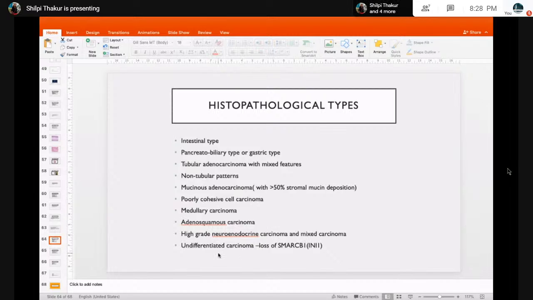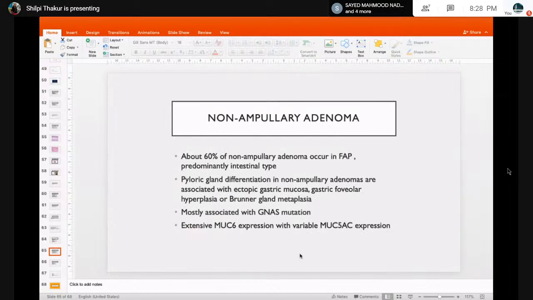And if we see an undifferentiated carcinoma, they can have the rhabdoid morphology also, and with the loss of INI1 and BRG1. So these are the few histological subtypes of the ampullary adenocarcinoma. Now coming on to the non-ampullary adenoma. So about 60% of the non-ampullary adenoma occur as a part of the familial adenomatous polyposis syndrome. And predominantly this will be intestinal type.